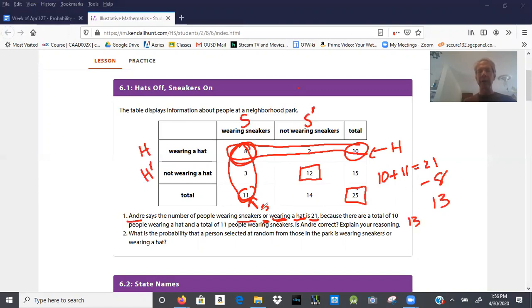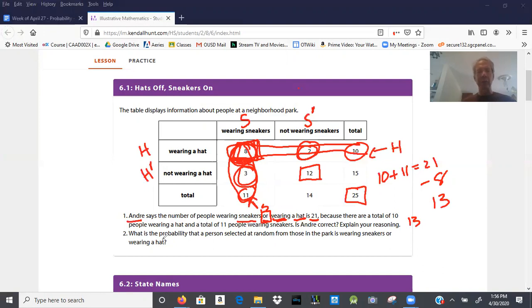And as a reminder, with a logical or, sometimes people think this means sneakers or a hat, like one or the other, so like the 3 or the 2, but not the 8. But when we use a logical or, it includes both. So we've got sneakers, hat, or both. And that's what 13 is, which if I add those up individually, it's also 13.